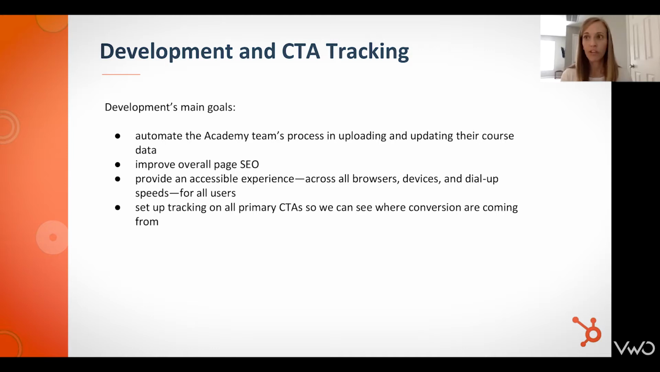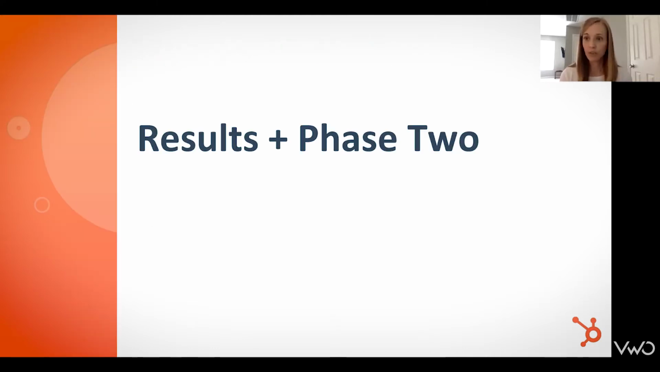The final goal here was to set up tracking on all primary CTAs so we could see where people were clicking and where the conversions were coming from. We wanted to make sure that we had really good data for the future so that when we moved into phase 2 and we're doing testing and improvements to the pages, that we had good data to base it on. Now I'll move on to results and phase 2.